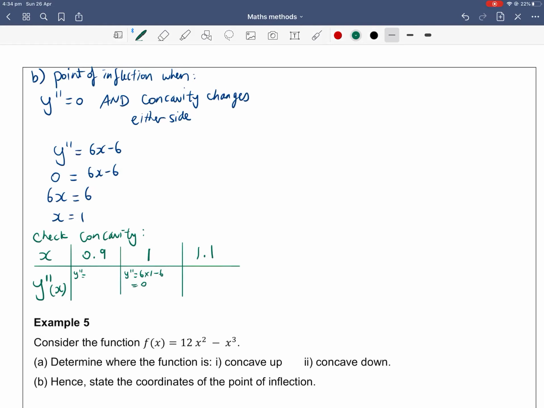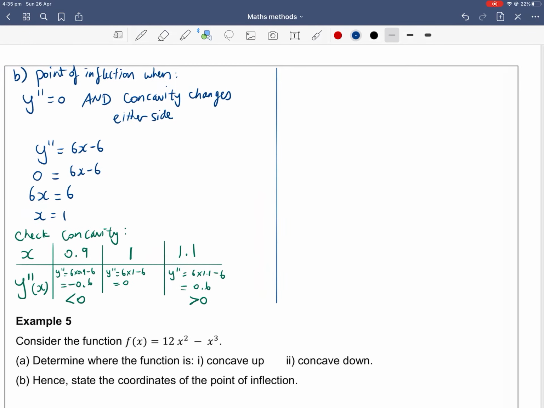Otherwise, it wouldn't be called a point of inflection anyway. So y'' at 0.9, so 6 times 0.9 minus 6. Using a calculator, 6 times 0.9 minus 6 gives me negative 0.6, which is negative. And then y'' at 1.1, so 6 times 1.1 minus 6. So that gets me 0.6, which is positive, and that's good because that tells us concavity changes on either side.